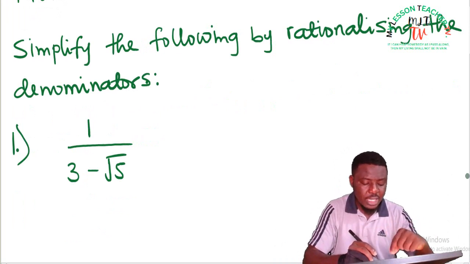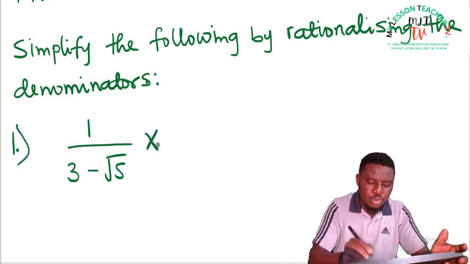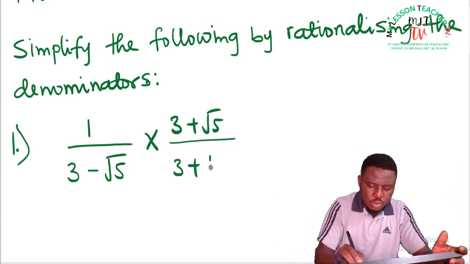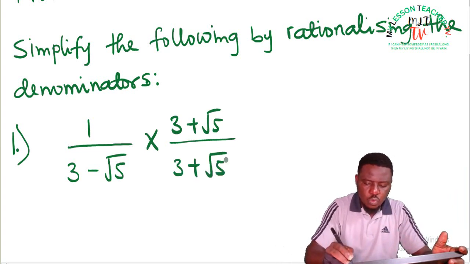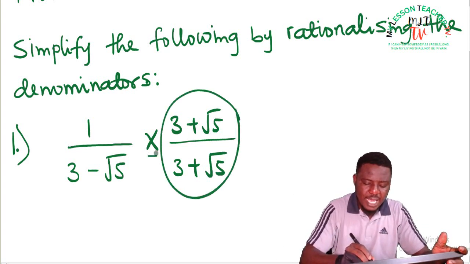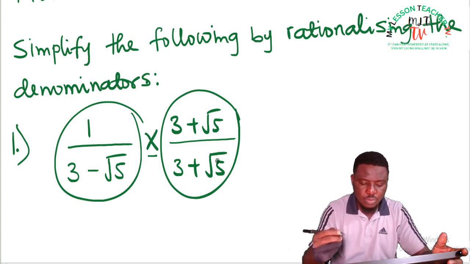So the first thing to do is to get the conjugate of the binomial, which is 3 minus root 5. And the conjugate of 3 minus root 5 is said to be 3 plus root 5. So I'm going to multiply both the numerator and the denominator by that conjugate, which is 3 plus root 5 divided by 3 plus root 5. And I've explained to you why we are multiplying by 3 plus root 5 divided by 3 plus root 5. For when you multiply any number by 1, it does not change that number, because 3 plus root 5 divided by 3 plus root 5 is still said to be 1.